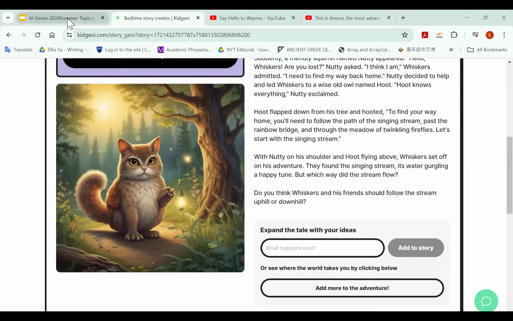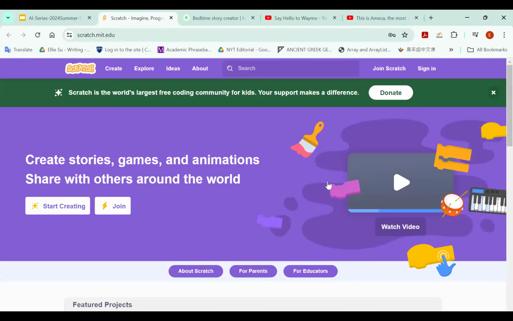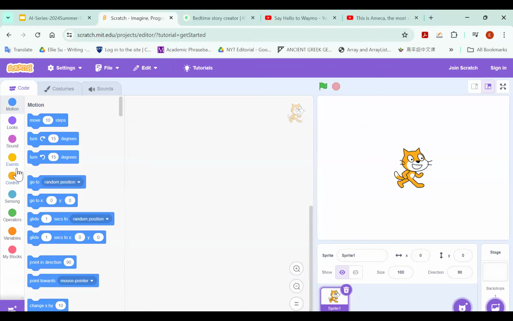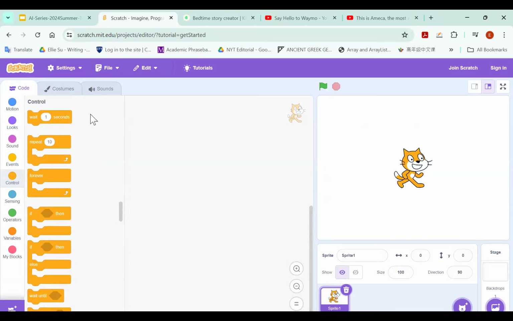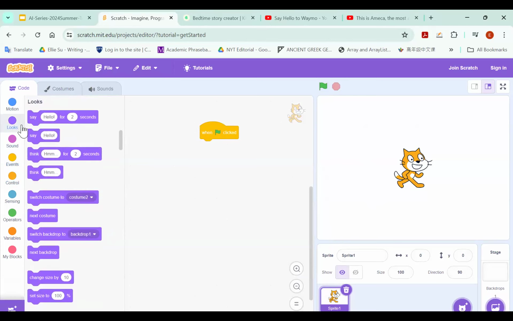Now, if you're ever interested in coding, there's a website many of you have probably heard of before, called Scratch, and you can create your own projects with it. It teaches you the basics of coding without needing to know the syntax or anything. For example, I have this cat here, and the start button is when you click this. So for example, I say hello for 2 seconds. When I click that, it does it. So if you ever want to learn the basics of coding and how it works, then you should try this website too.